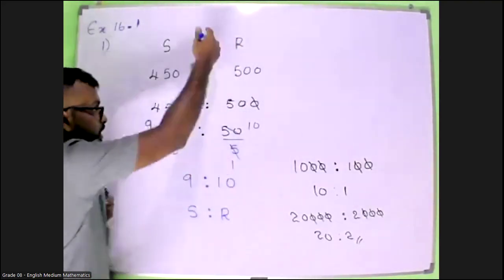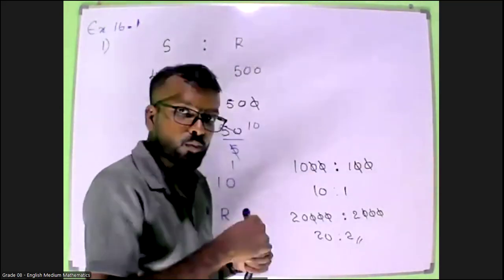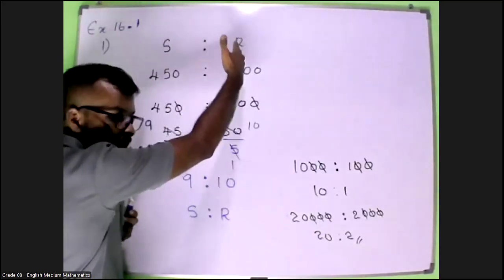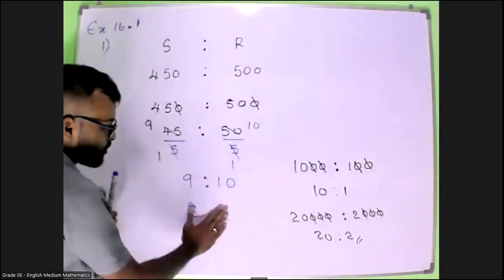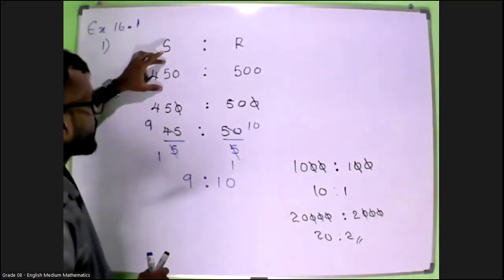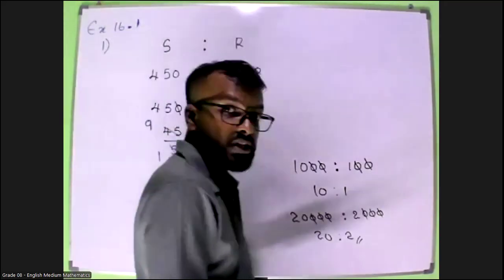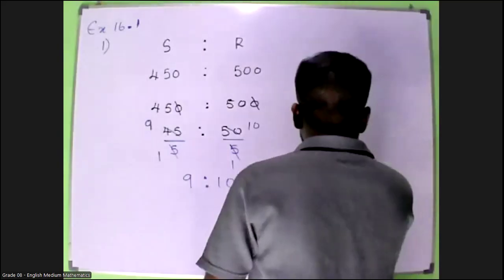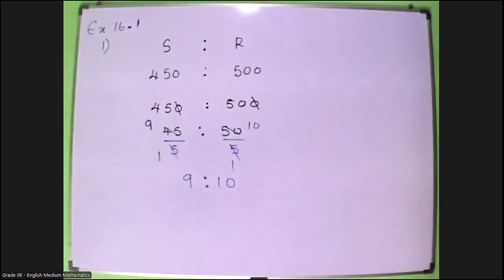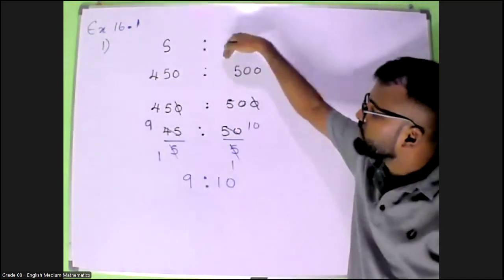top to bottom, you have to write it in the same line, same columns. Suresh on your left, Rahim on your right, so you can understand it very clearly. So the simplest form of 450 to 500 is 9 to 10. Please write this. So that is the answer for the first one. That is how we are going to give the answer in the simplest form.